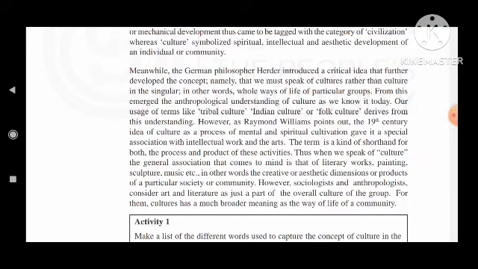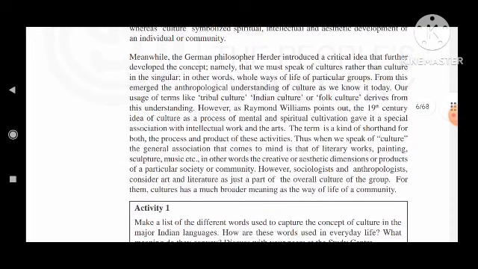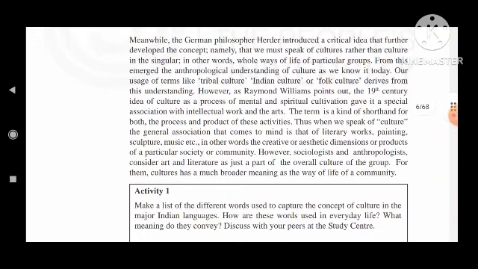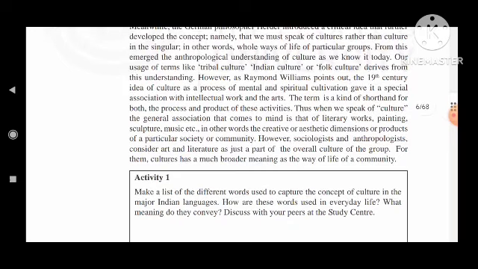Meanwhile, the German philosopher Herder introduced a critical idea that further developed the concept, namely that we must speak of cultures rather than culture in the singular, in other words, whole ways of life of particular groups. From this emerged the anthropological understanding of culture as we know it today. Our use of terms like tribal culture, Indian culture, folk culture derives from this understanding.